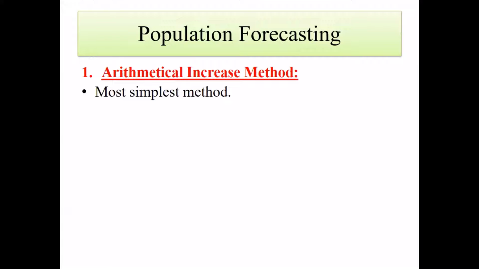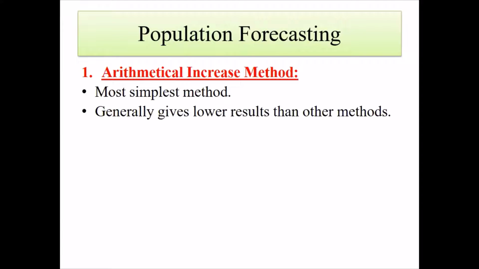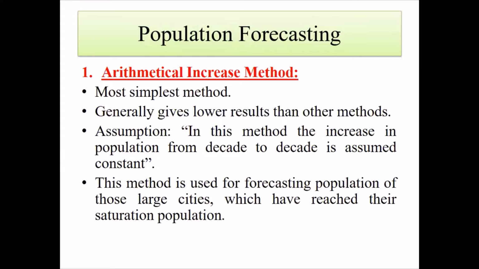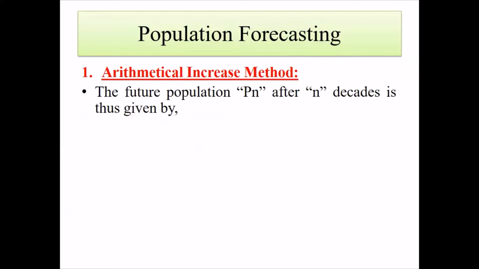First, arithmetical increase method. It is the simplest method, generally gives lower results than other methods. Assumption in this method: the increase in population from decade to decade is assumed constant. This method is used for forecasting the population of those large cities which have reached their saturation population. So then next, arithmetical increase method.